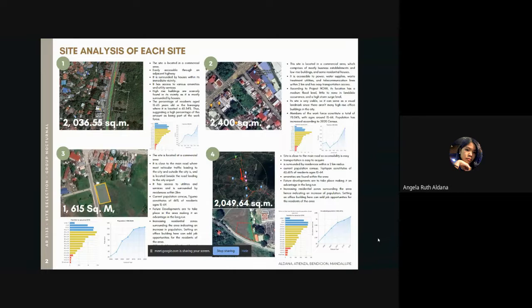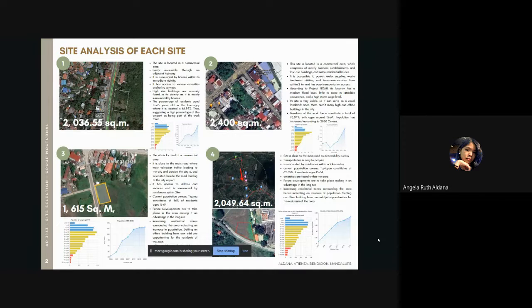So for the second site, this is located in Bernard Avenue, Ozamiz City. This is also located in a commercial area, mainly low-rise buildings and other business establishments, and also some residential houses. And it is also accessible to power, water supplies, waste treatment utilities, and telecommunication lines within the 2 kilometer radius. And also, since it's located along the highway, it is very accessible for transportation.